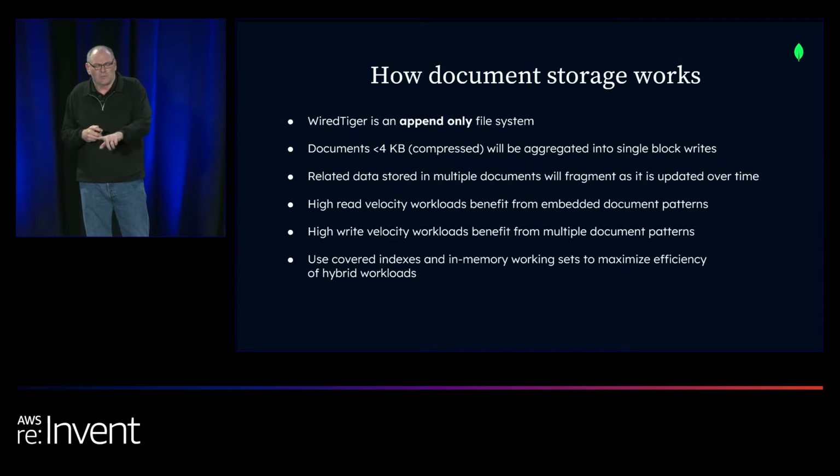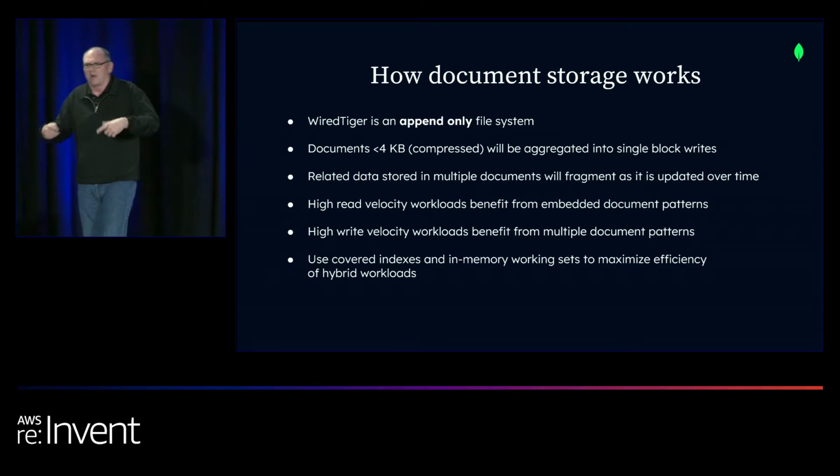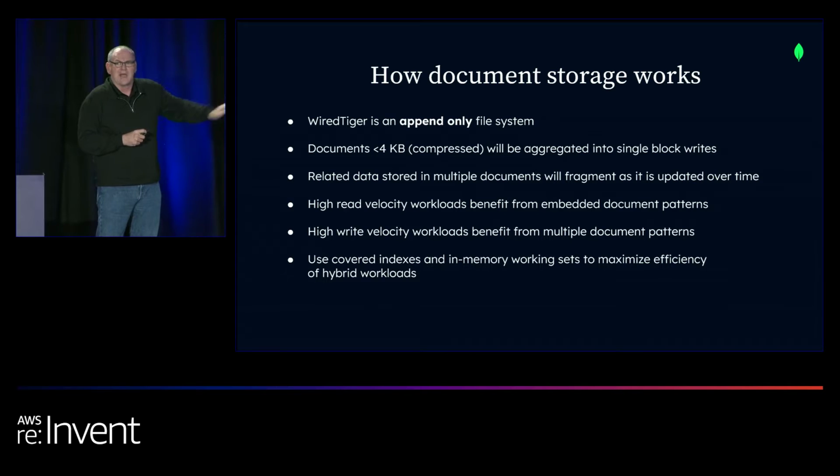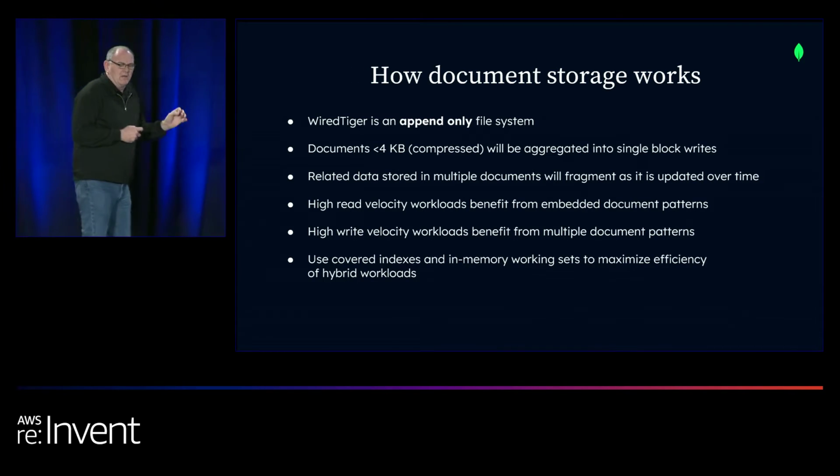So high velocity read workloads benefit from those large embedded documents. As we said, they get written into consecutive blocks. When I read it, it's a nice clean read. I'm not thrashing my cache. But high velocity write workloads benefit from multiple documents as opposed to rich embedded documents.